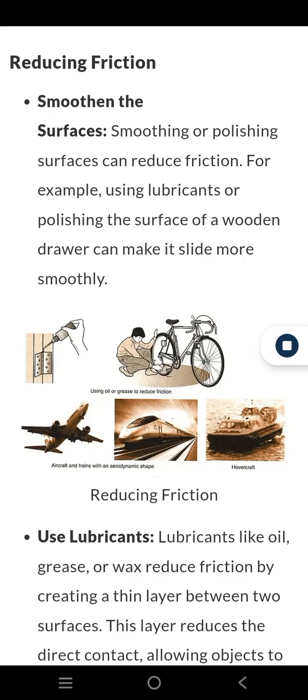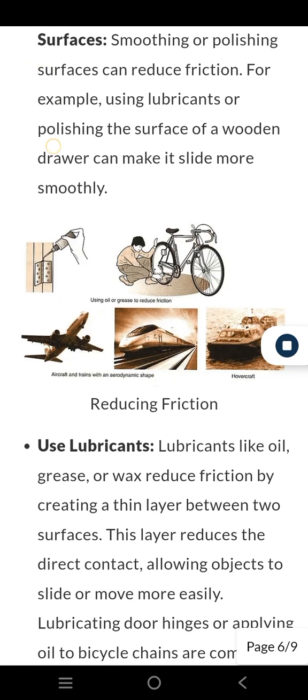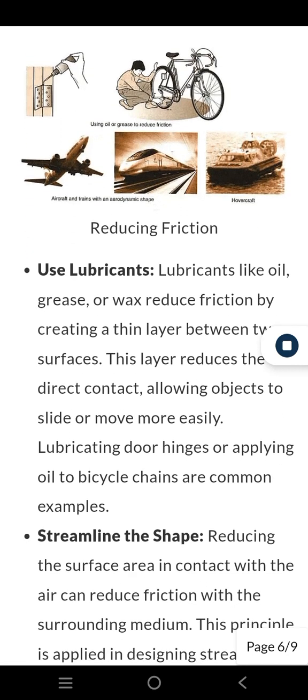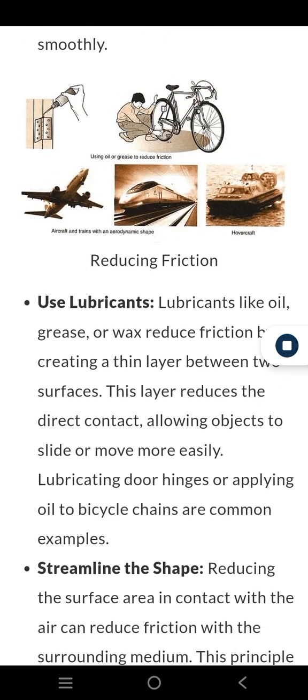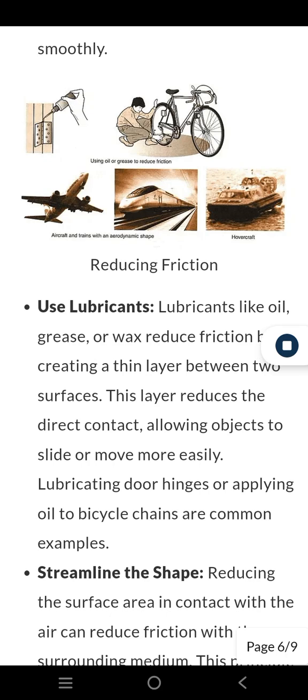Reducing friction. Use lubricants. Lubricants like oil, grease, or wax reduce friction by creating a thin layer between two surfaces. This layer reduces the direct contact, allowing objects to slide or move more easily. Lubricating door hinges or applying oil to bicycle chains are common examples.